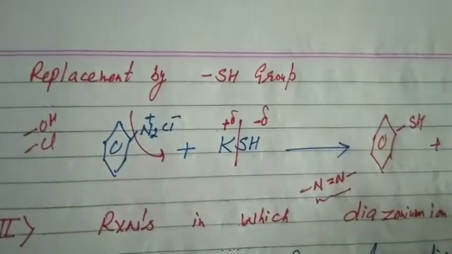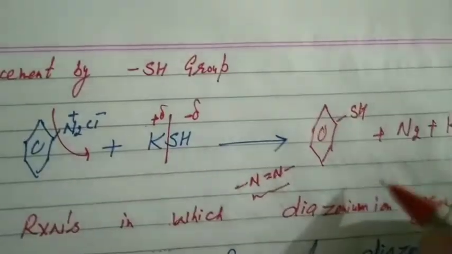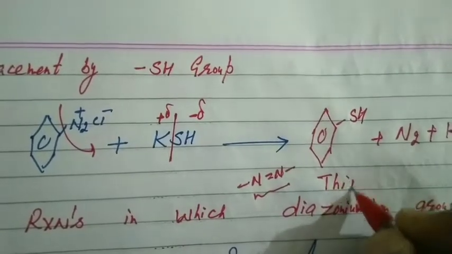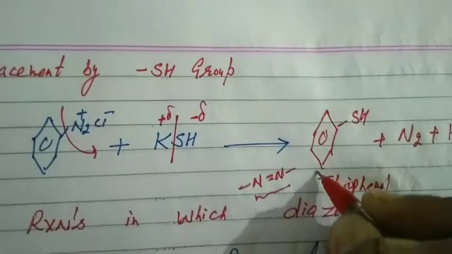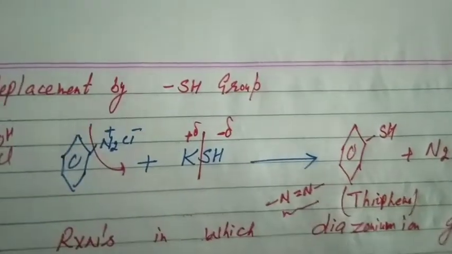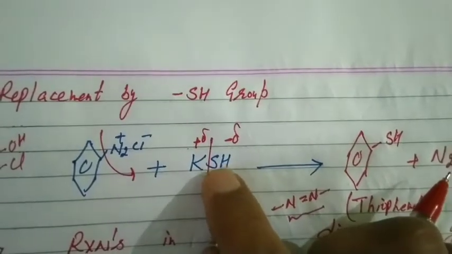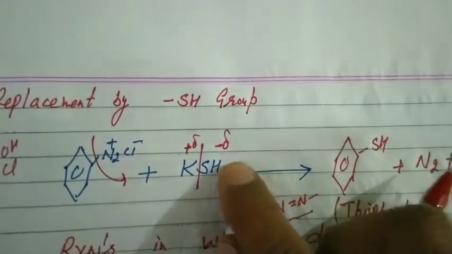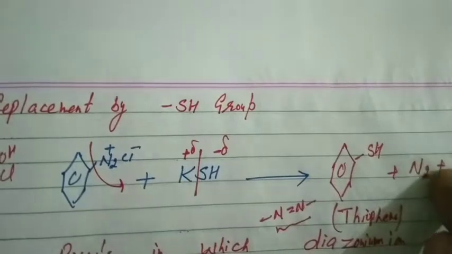After this last, students, substitution by hydrogen sulfide group, SH group, thiophenol is obtained. C6H5OH is phenol, C6H5SH is thiophenol. Substitution by thio group, students, sulfur thio. When we treat diazonium salt with potassium hydrogen sulfide, it is clear, the nucleophile is SH, it will replace the diazonium ion group, C6H5SH, thiophenol plus KCl plus N2.